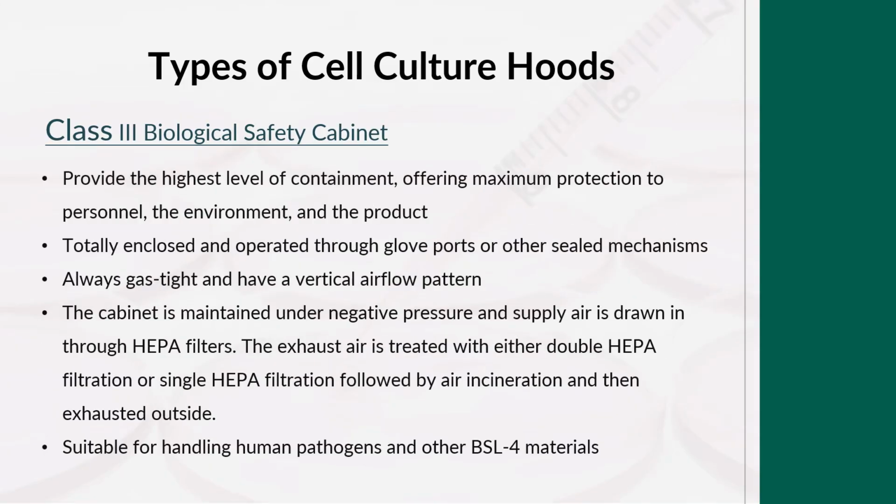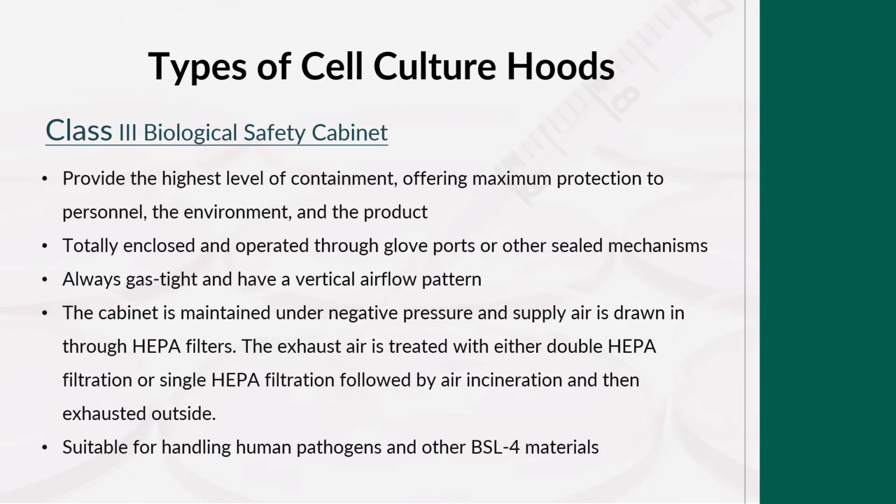Class 3 biological safety cabinet is the highest type of cabinet in terms of the strictness in the level of containment. Okay, it offers the maximum protection to personnel, environment, and product. If you see a class 3 cabinet, it is totally enclosed, right? Enclosed, and it's operated through glove ports, so you can only enter your hands inside. And they have other sealed mechanisms, and they have this leak tight construction, and nothing gets leaked out of there. Sometimes they have a gas tight system and generally have a vertical airflow pattern.